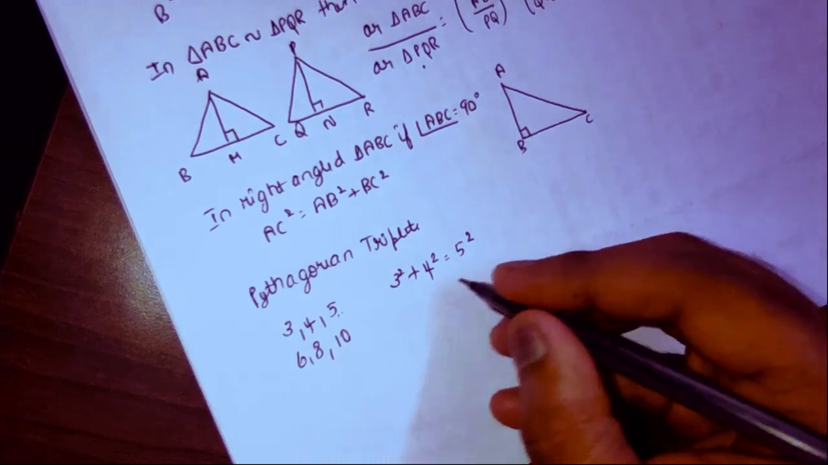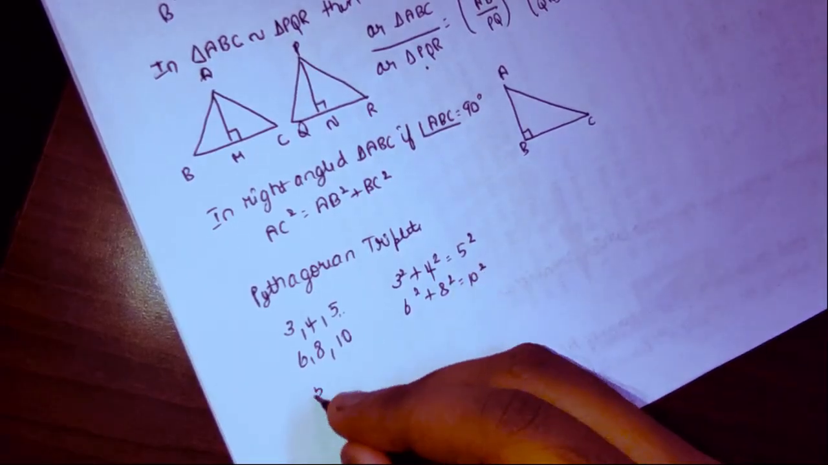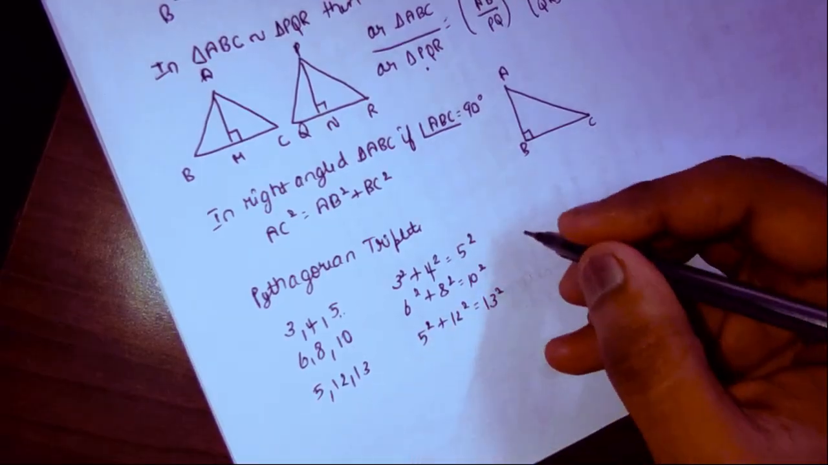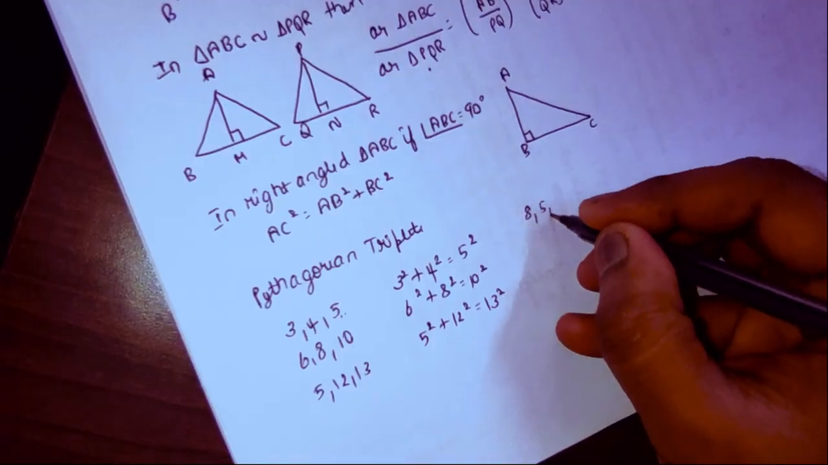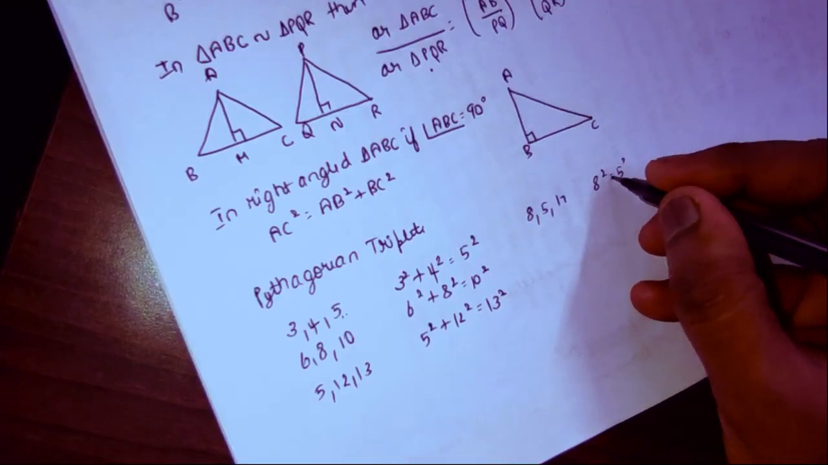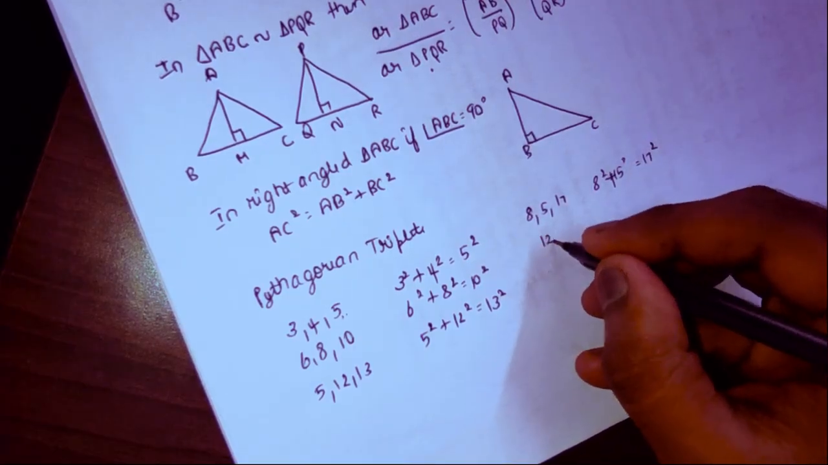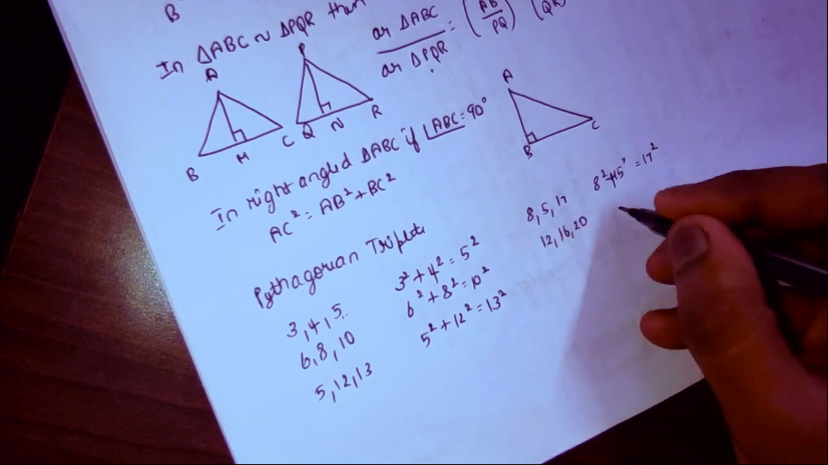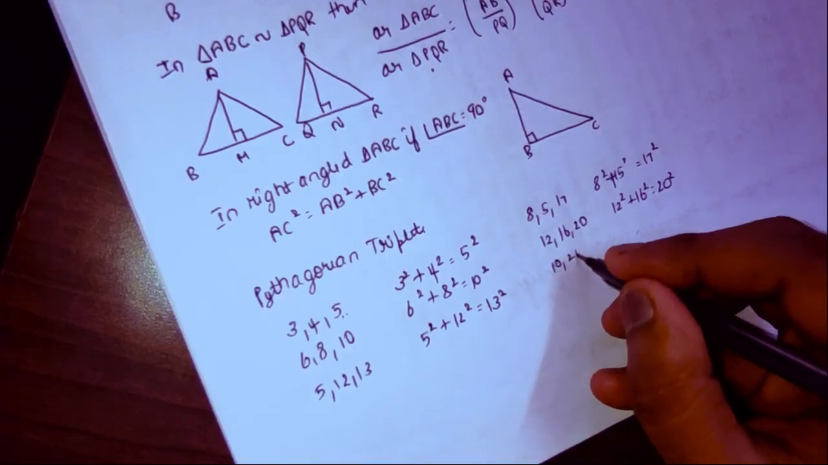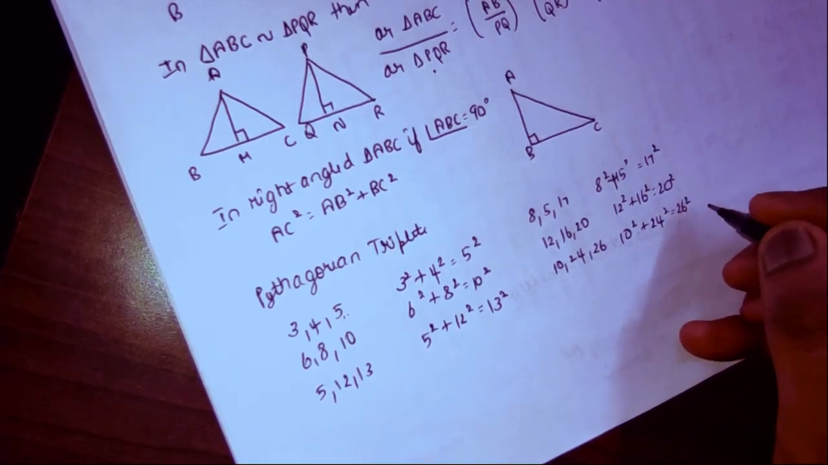36 plus 64 is equal to 100. 5, 12 and 13. 5 square plus 12 square is equal to 13 square. Same with 8, 15 and 17. 8 square plus 15 square is equal to 17 square. 12, 16 and 20. 12 square plus 16 square is equal to 20 square. 10, 24 and 26. 10 square plus 24 square is equal to 26 square.